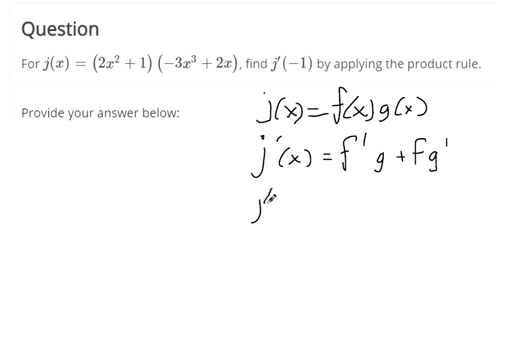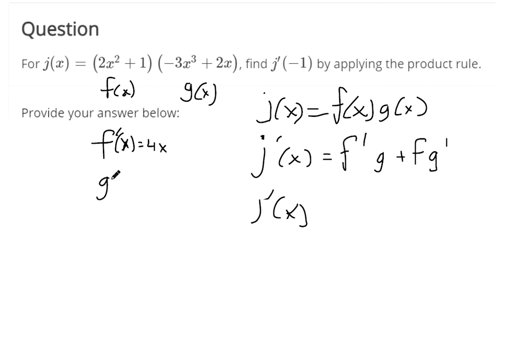All right, so to evaluate the derivative of this j of x, I would want to note that my f of x is 2x squared plus 1, and my g of x is negative 3x to the third plus 2x. So quickly finding the derivatives of each so that I can plug them in. The derivative of f of x using the power rule is going to be 4x, and then the derivative of g of x with respect to x is going to be negative 9x squared plus 2. Okay, so now all that's left is to plug it in and then simplify.